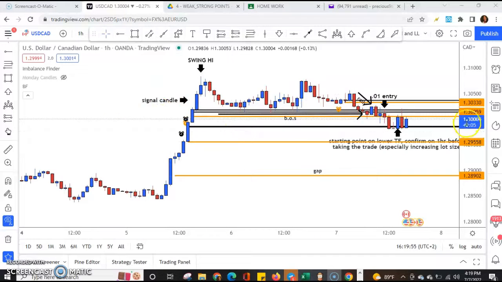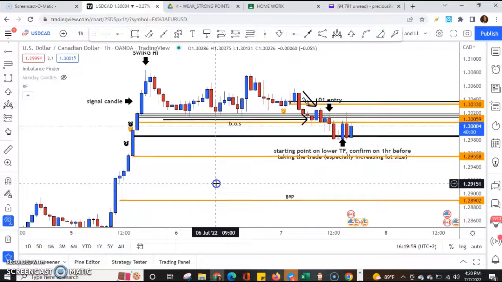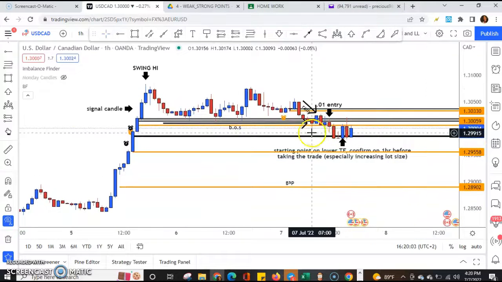Hello family, today I just wanted to show you my trade setup for USDCAD today, the one that I took, and kind of show you my thought process behind it. So let's go ahead and get started.